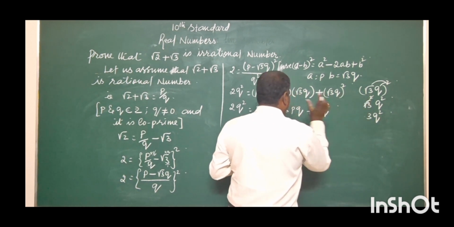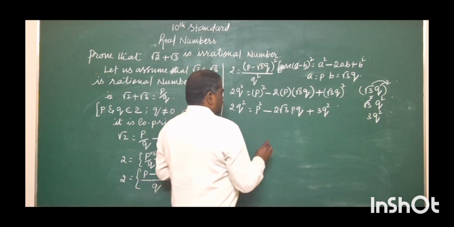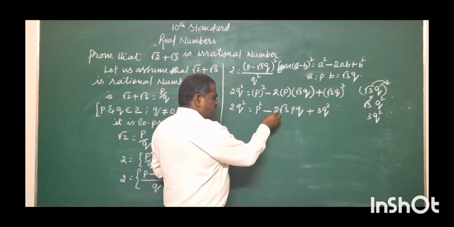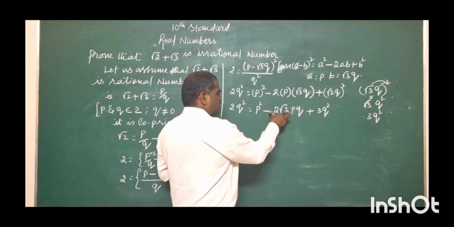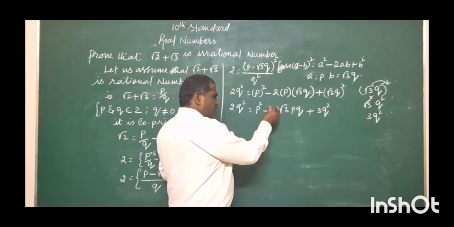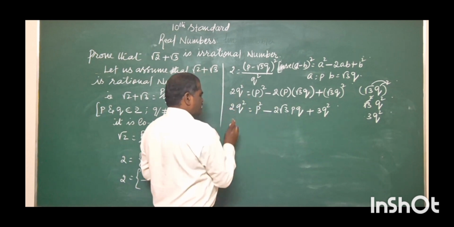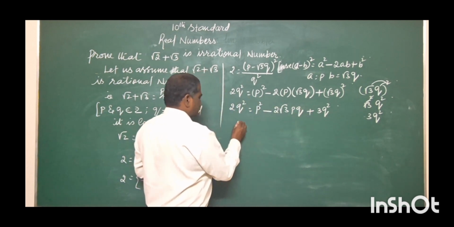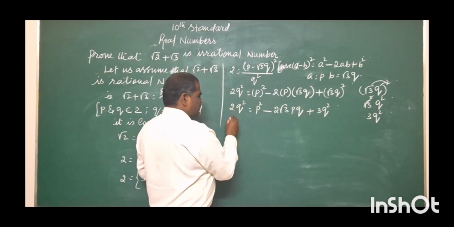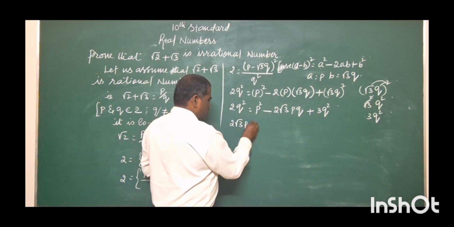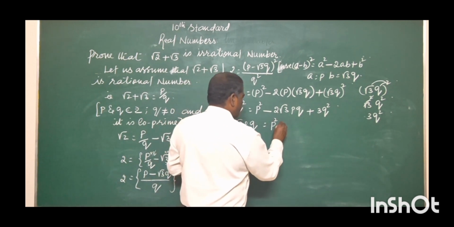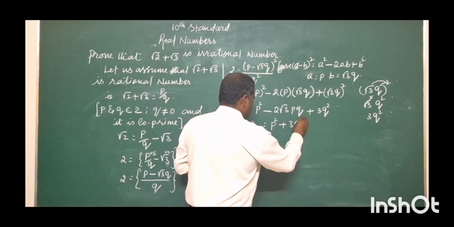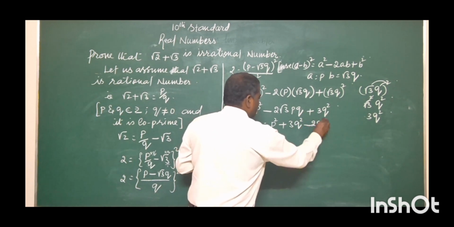So you see, when you substituted, you got this value. Here the minus root value is on the right hand side, so better we remove the minus. Take this value to the left hand side and this value to the right hand side. If you take it to the left hand side, the minus changes into plus. So 2 root 3 pq is equal to p square plus 3q square minus 2q square.